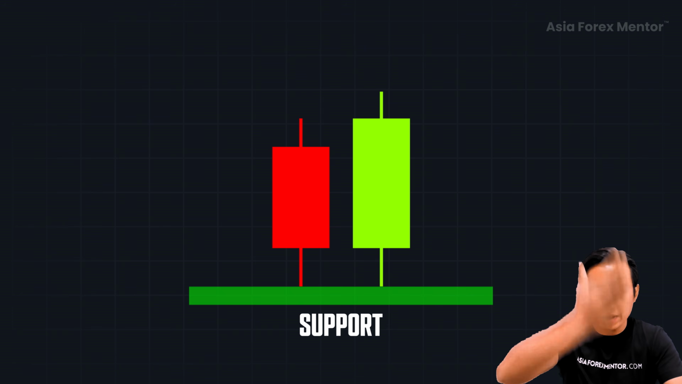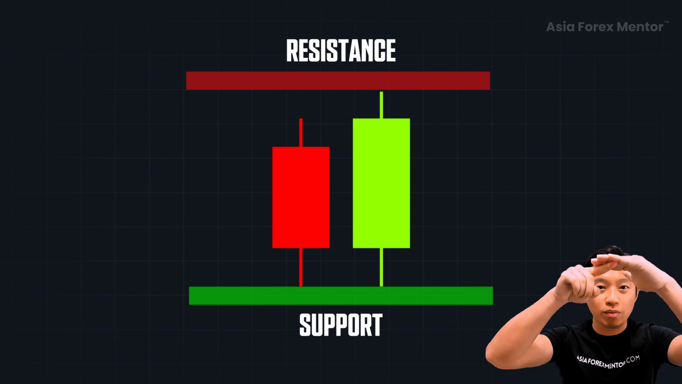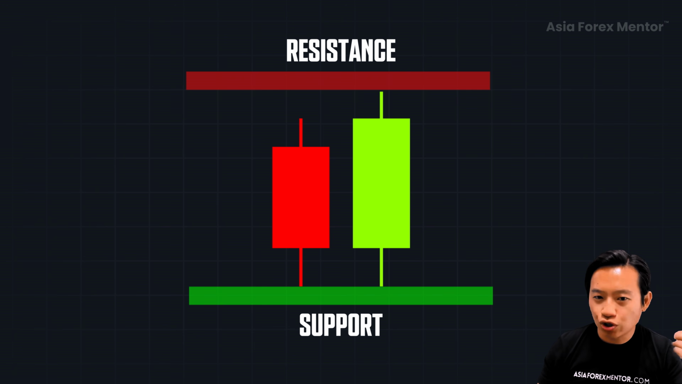There's a support level that holds it before it goes up, right? Resistance is like the ceiling where price tends to stop rising and then it comes down, right? So now let's go through an example.